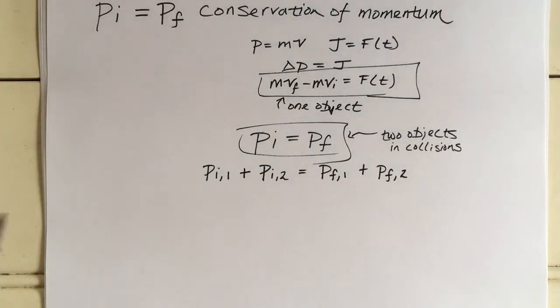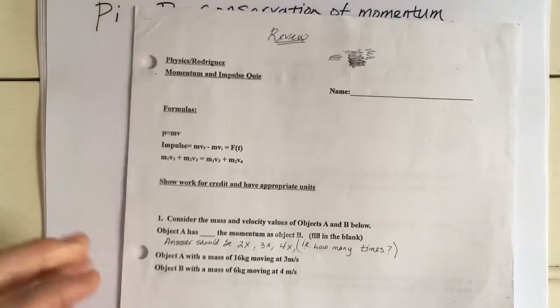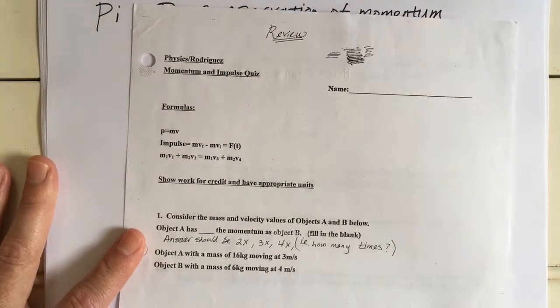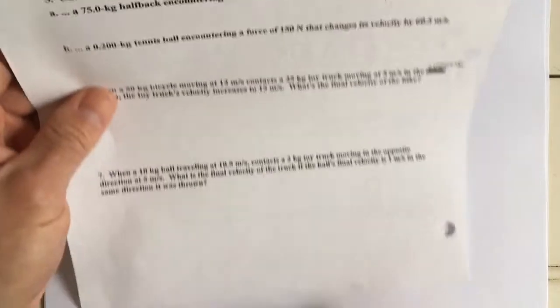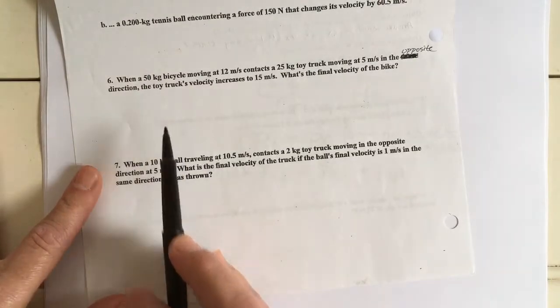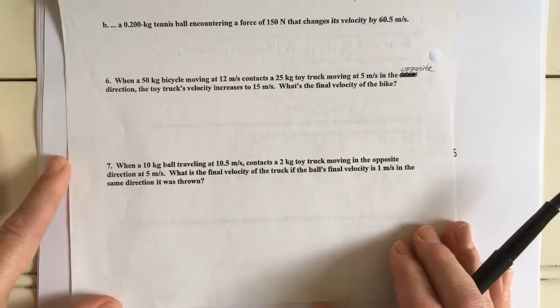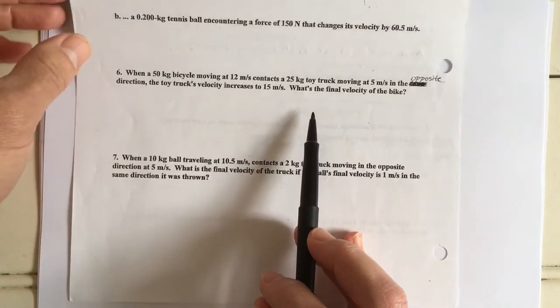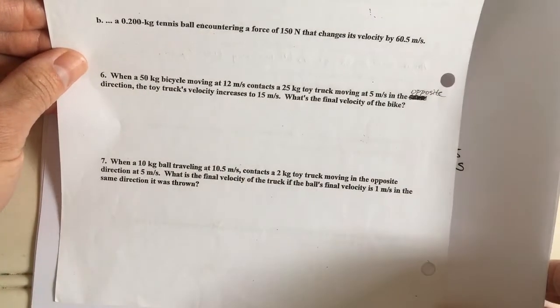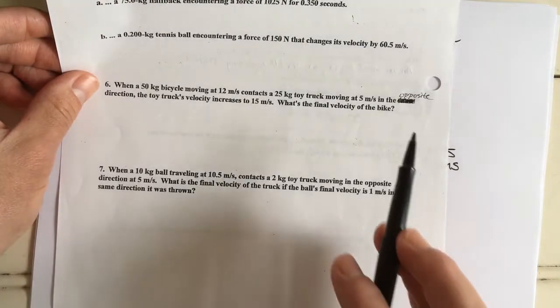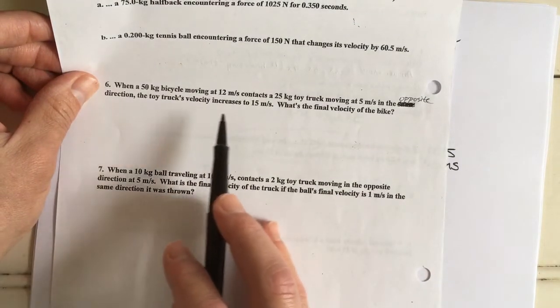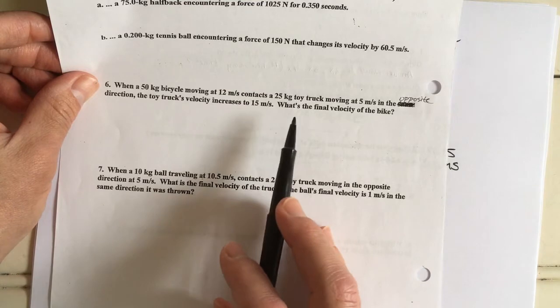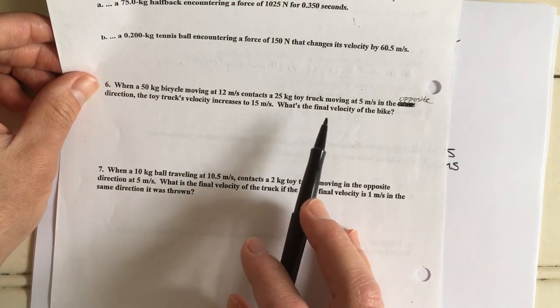All right, so an example problem that shows this will be on this review sheet, which I think I'm going to give to you on Schoology. On the back of it, we're going to look right here at number 6. It talks about a 50 kilogram bicycle moving at 12 meters per second, that contacts a 25 kilogram toy truck moving at 5 meters per second in the opposite direction. The toy truck's velocity increases to 15 meters per second. What's the final velocity of the bike?